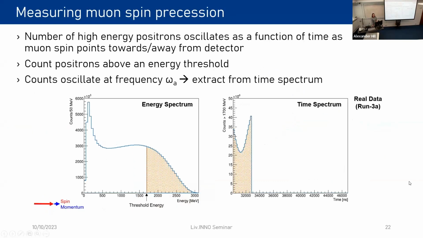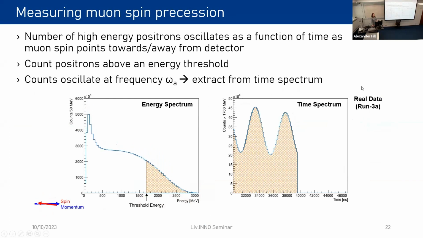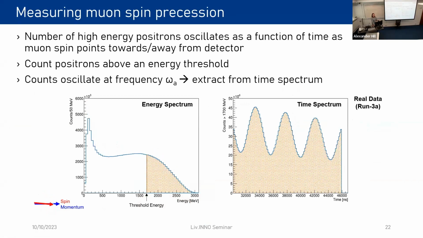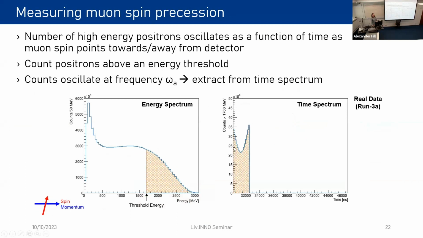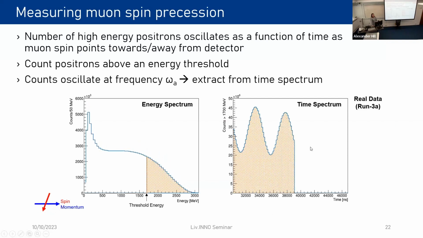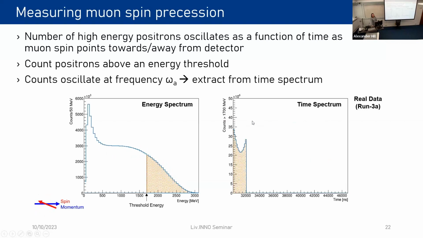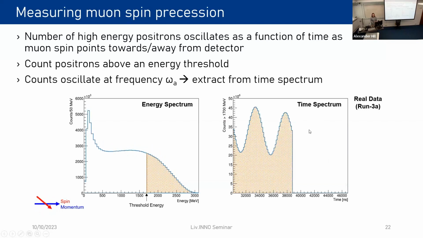So here's what the data looks like, and this is actually real data taken from one of the runs in 2021. Again, by counting the number of high energy positrons above a threshold as a function of time, we can directly measure this frequency. So here again is the spin going around, and when it's parallel to the momentum, we have more positrons above the threshold energy, and when it's anti-parallel, we have fewer positrons above the threshold energy. This is just how we make this plot, by counting these number of positrons. And to make a really precise measurement, we have to count many, many billions of these. But this is just the principle of how we make this plot.